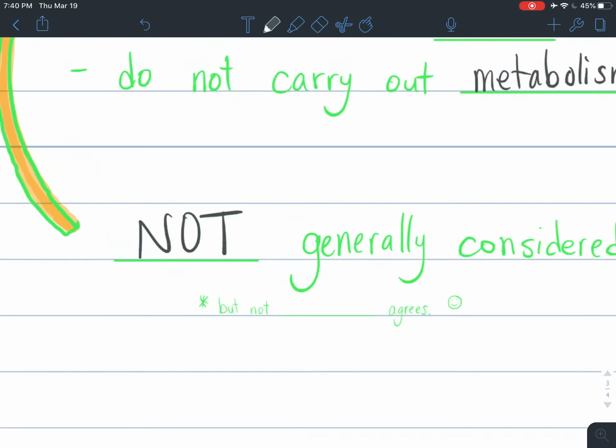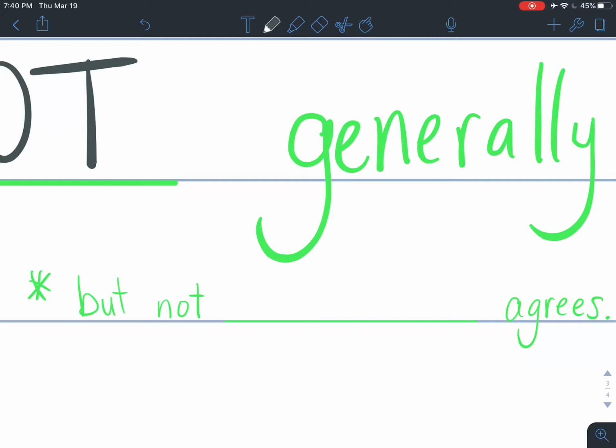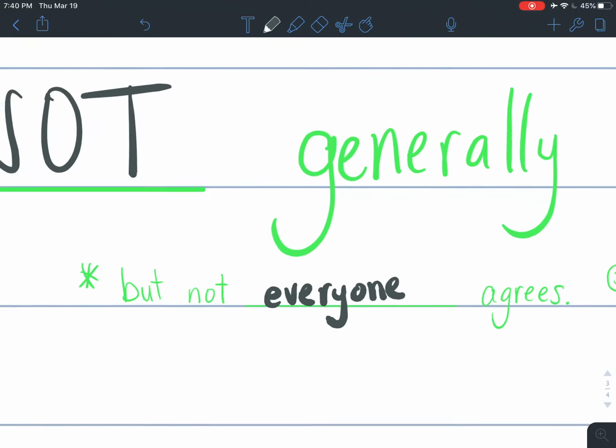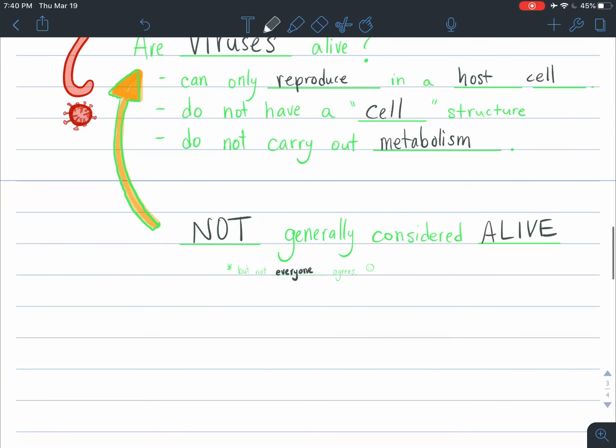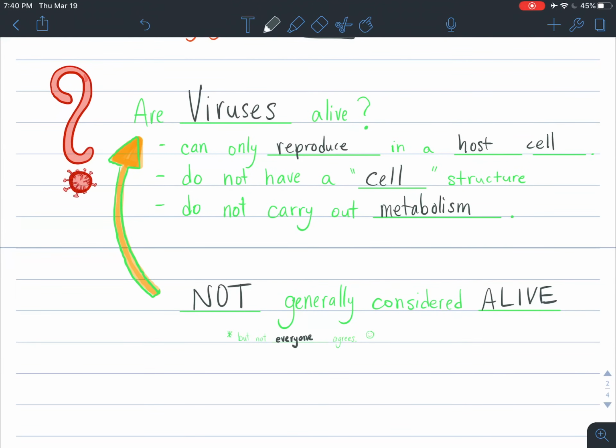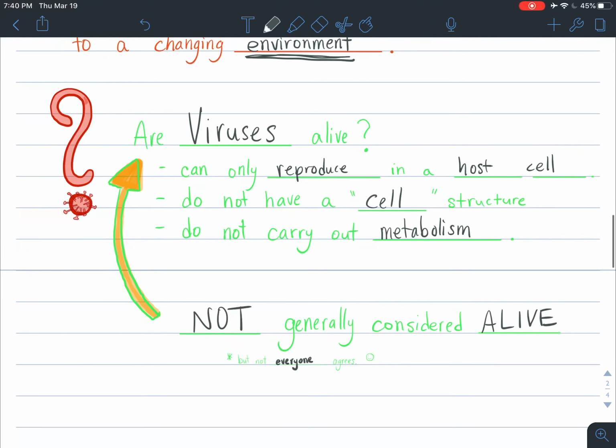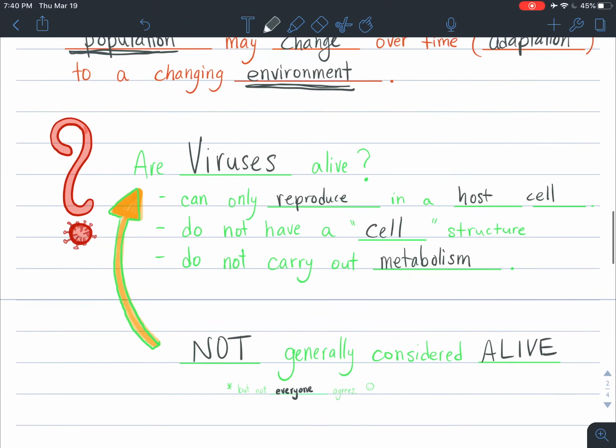Wait, there's something here. Let's zoom in. But not everyone or all scientists actually agree to that. So it's something that people can debate and they can argue either for or against. But it's an interesting question nonetheless. If we look at those 7 attributes, we can start to really analyze and dissect a virus to see if it's alive. And as we learn more and more about viruses and we analyze the coronavirus, you might be able to come up with a better answer to this question than I did here.